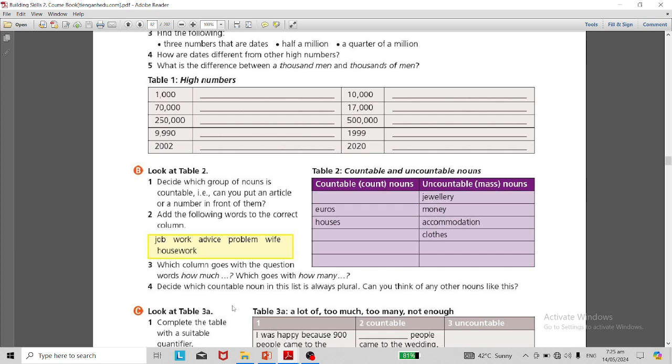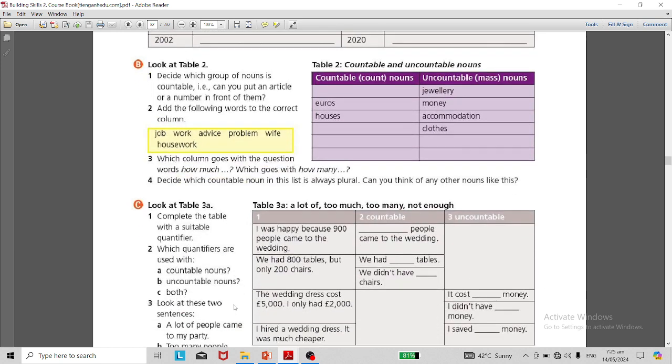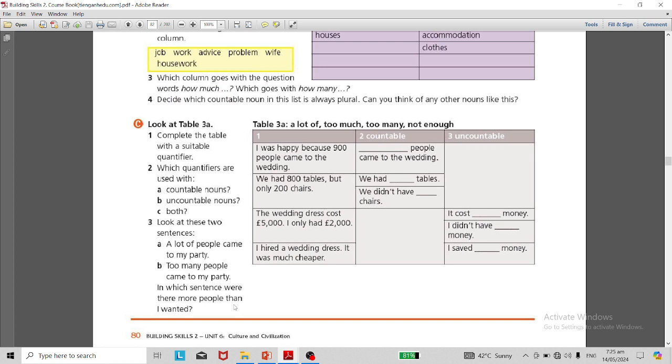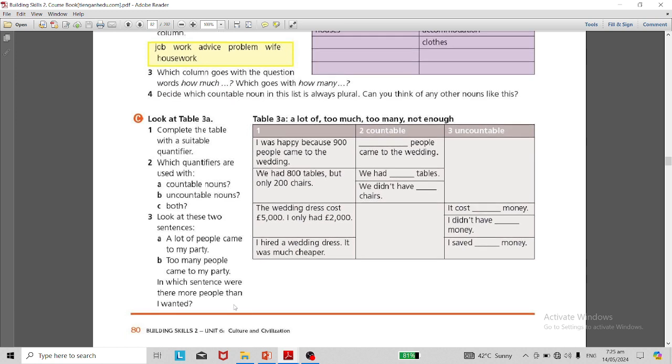For exercise C, look at table 3A. Complete the table with the suitable quantifier. Quantifier means what? Number or quantity. Quantifier comes from quantity. So I can do one as an example. I was happy because 900 people, say here, came to the wedding.